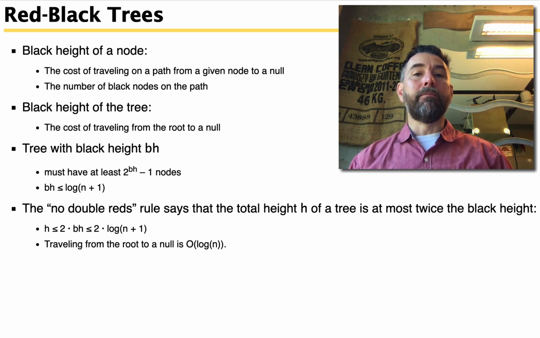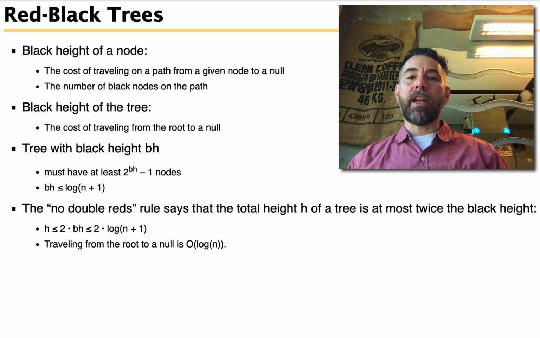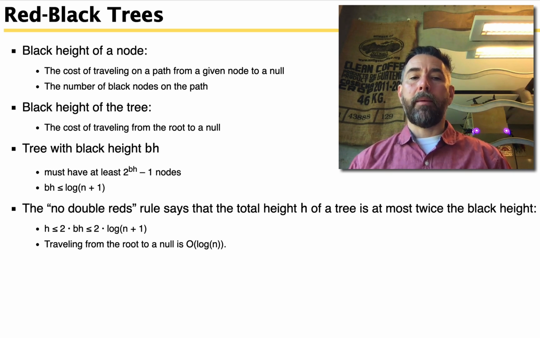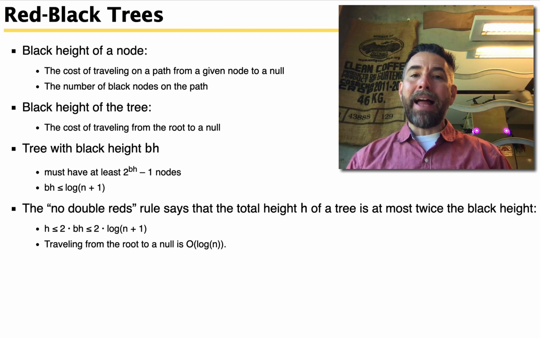So we know it's going to have more than that, or greater than or equal to that, because we know that it has some red nodes as well. And so if we solve for that by taking the log of both sides, we can see that the black height is going to be less than or equal to the log of the number of nodes in our tree plus 1. Now the flip side, if black height gives us a lower bound on the size of our tree, the no double reds rule is going to give us an upper bound on the height of our tree.